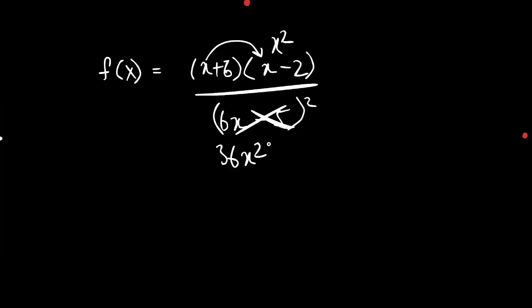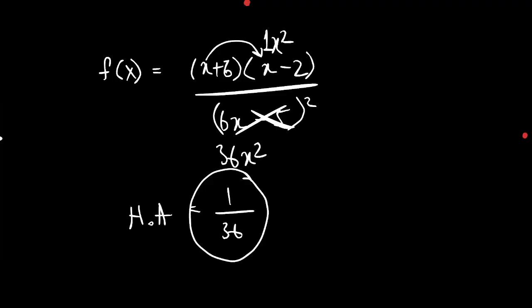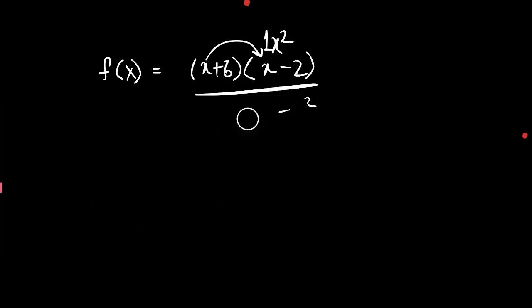We can see that these terms are of the same magnitude. They're both x squared, which means we're looking at the case that the numerator and denominator grow at equal rates. So we just take their coefficients. Here, this is basically just a 1, and this is a 36. So our horizontal asymptote is going to be equal to 1 over 36. That's the answer. So hopefully this is making sense for you guys.